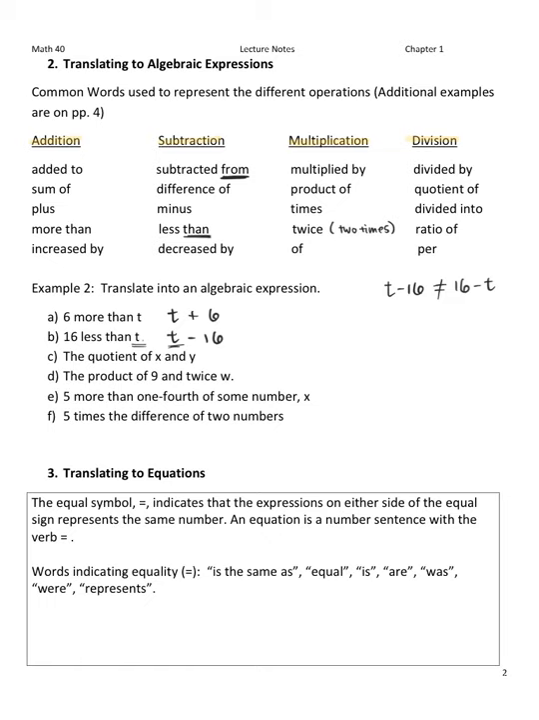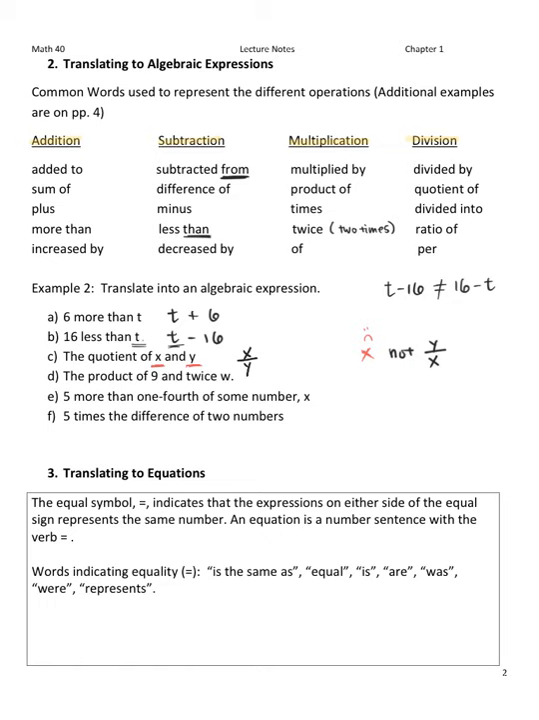So x divided by y is translated as x divided by y, like that. Not y divided by x. This is not good. Well, this looks like x, but that's not good. All right, the order matters. So what you see first goes to the numerator, and then what you see second goes to the denominator. The quotient of x and y is x over y, x divided by y.